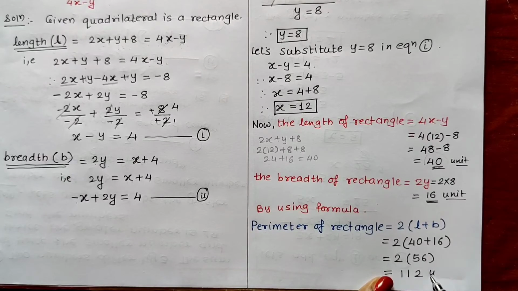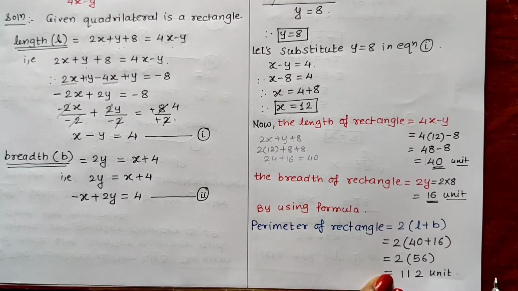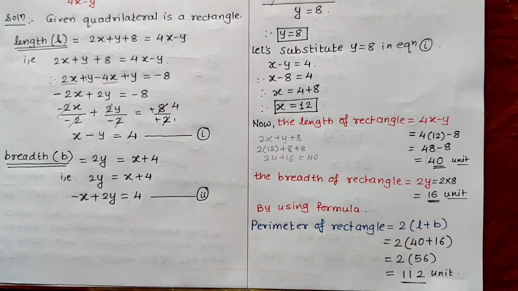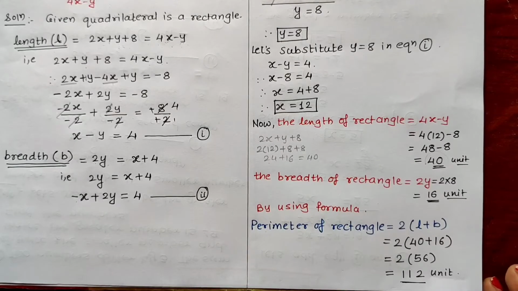Is it in the units? No, units are not given, so we write only unit. Centimeter, meter, these units are not given, so we will be writing unit. So in this way we have got perimeter of rectangle. Again, what we will have to find? We will have to find the area of rectangle.